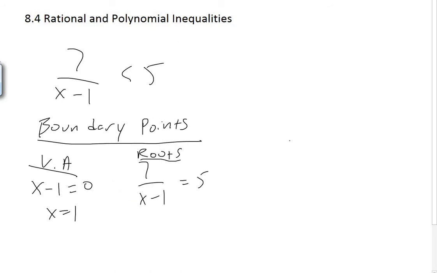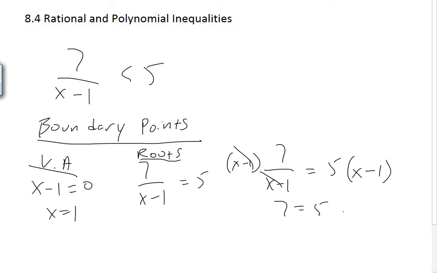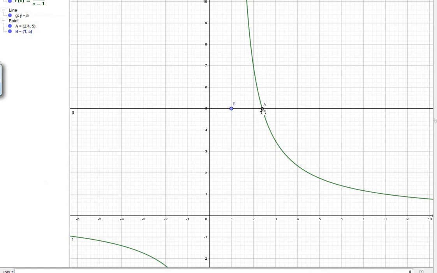So let me maybe do it over here. If I have 7 over x minus 1 equal to 5, I multiply by x minus 1 to cancel that x minus 1 out. And that gives me 7 equals 5x minus 5. So if I add the 5 over, I get 12 equals 5x. And if I divide by 5, I get x equals 12 over 5, 2 2/5. That's the x value. 2 2/5 is exactly where the graph touches the line.